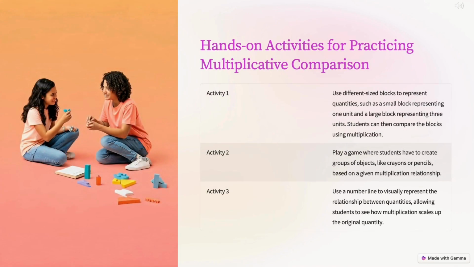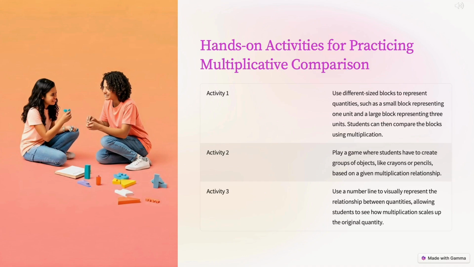Hands-on activities for practicing multiplicative comparison. Activity 1. Use different size blocks to represent quantities, such as a small block representing 1 unit and a large block representing 3 units. Students can then compare the blocks using multiplication.